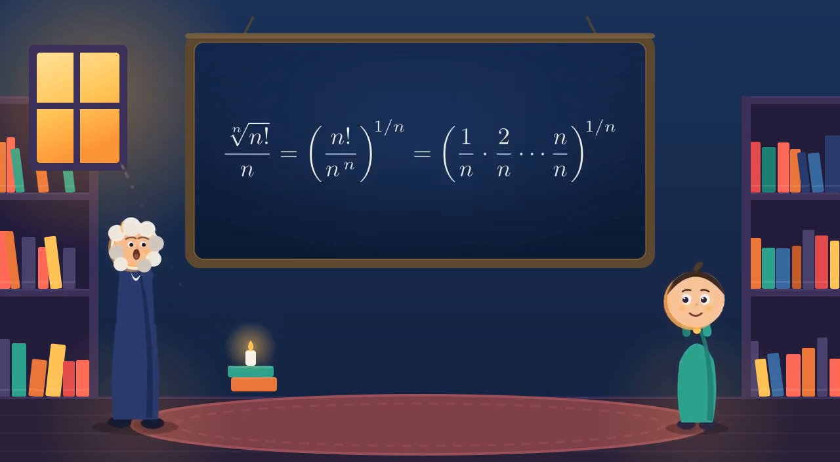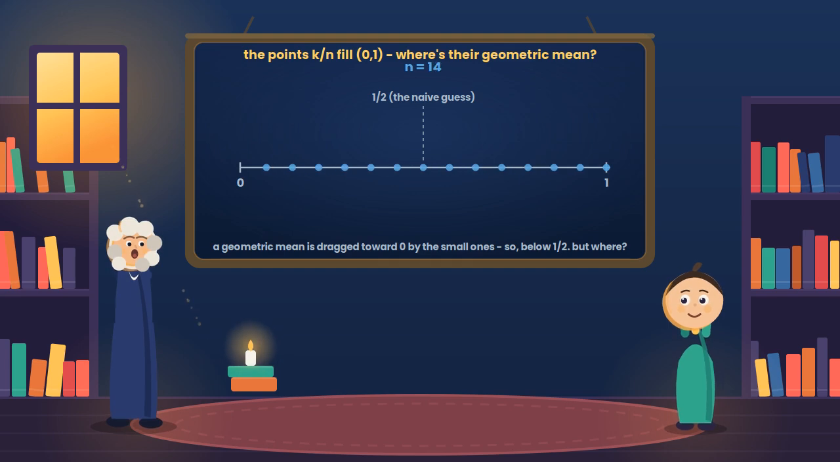The nth root of n factorial over n is the nth root of n factorial divided by n to the n, and n to the n is just n multiplied by itself n times, so pair them up. 1 over n, 2 over n, 3 over n, all the way to n over n. And that expression has a name.